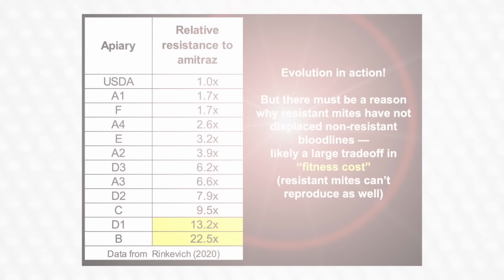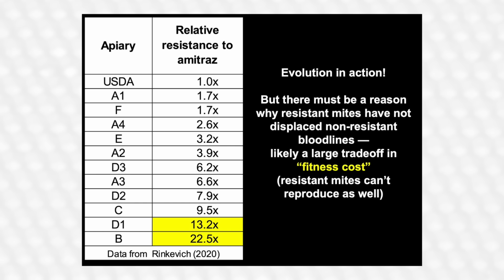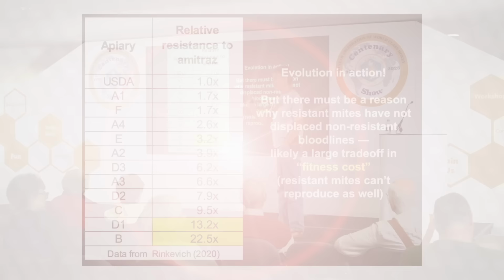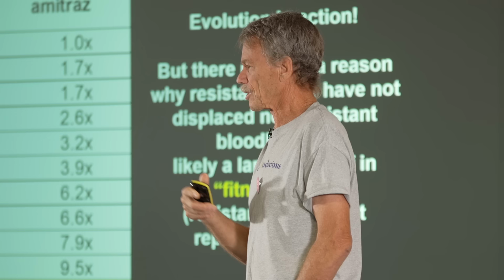Data from Dr. Frank Rinkovich shows that compared to the non-resistant mites, such as what I have in my operation, some of the mite bloodlines are up to 20 times more resistant. It takes a 20 times higher dose of amitraz to kill them. So this is going to happen. Now, these guys have not outcompeted the non-resistant mites because there's a fitness cost to have resistance. And the same thing happened with fluvalinate.